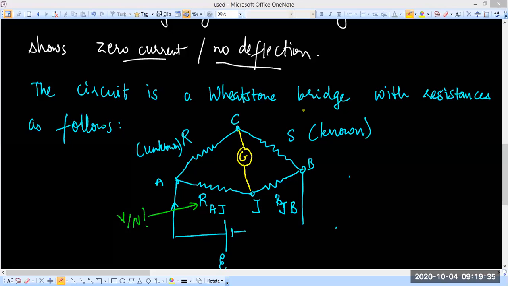I hope this whole part is clear, right? So this is how this whole circuit is a Wheatstone bridge.